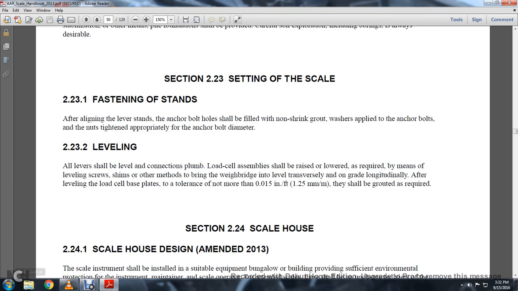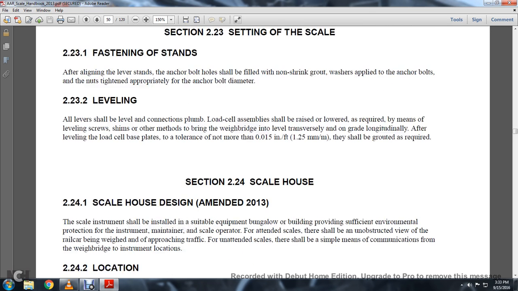223 Leveling. All levers should be level, with the connection plumb with the load cells. Assembly should be raised and lowered as required by means of the leveling screw stem. The weighing bridge is to be leveled transversely and graded longitudinally. The load cell tolerance is not more than 0.15 thousandths of an inch in a foot, and should be shimmed as required.